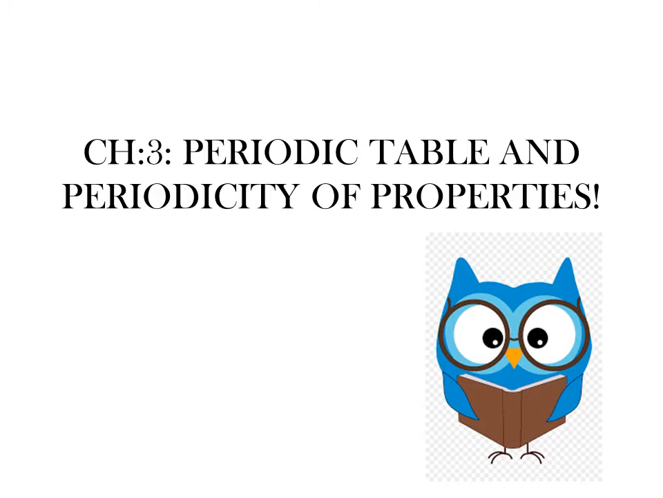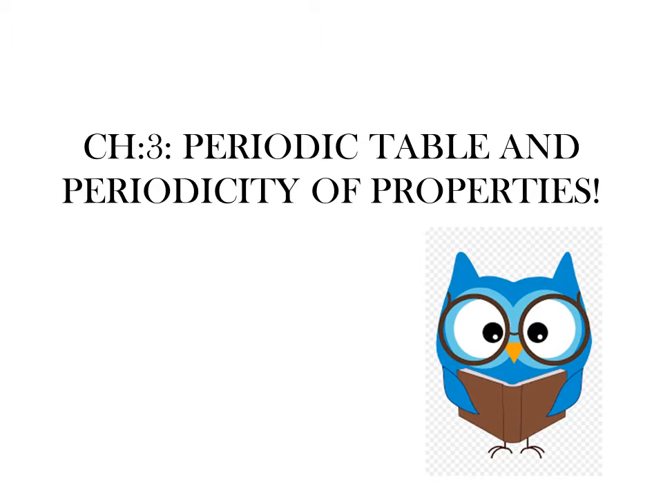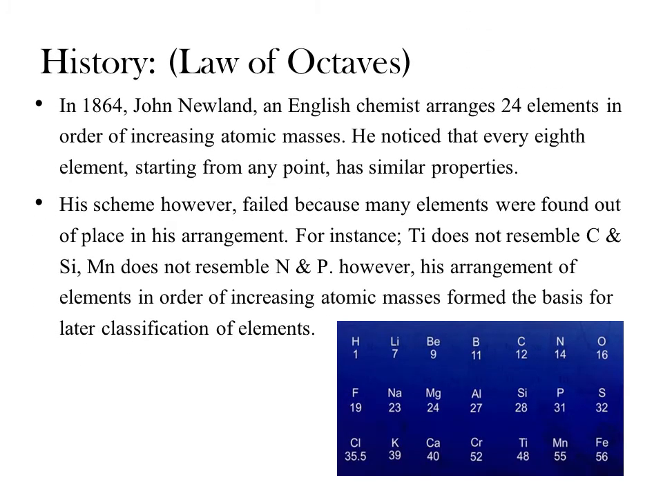Today we are starting with chapter number 3, that is the periodic table and periodicity. So please open the page number. Dear students, as you all know, before the 19th century many elements were discovered. Scientists tried to arrange the elements in a systematic way to study them easily. So let's start with the history of the periodic table.